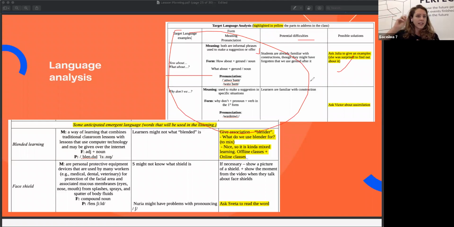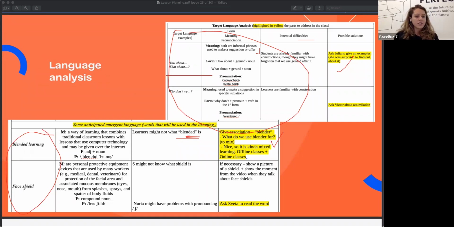It helps me to distinguish, okay, I need to pay attention to this. If I have vocabulary, like over here, I have blended learning and face shields, the difficulties can be different. It can be with the words. Students might not understand what blended is. In this case, I plan to give the example of a blender, mixing things, blended learning, offline, online. So it helps them to understand what it is.